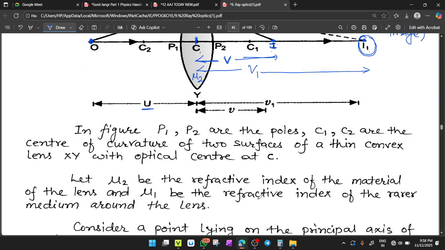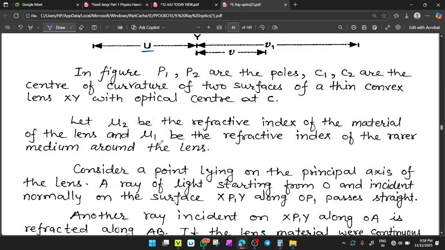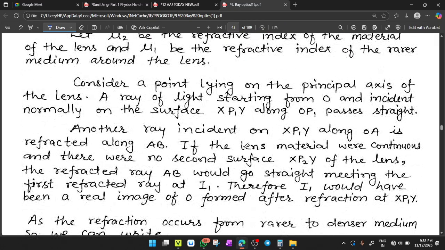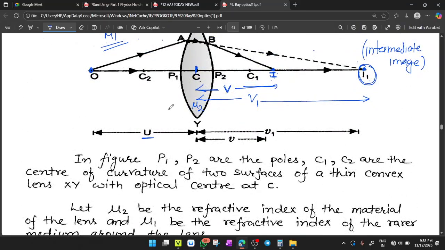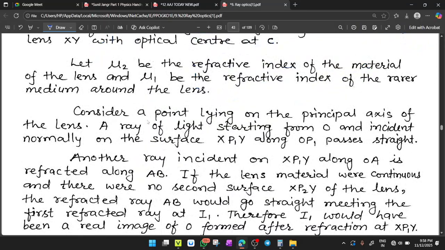So let mu2 be the refractive index of the material of the lens and mu1 the refractive index of the rarer medium around the lens. So there are two media. Clear or not? Consider a point lying on the principal axis. Make a point O there. Consider a point object O lying on the principal axis of the lens.